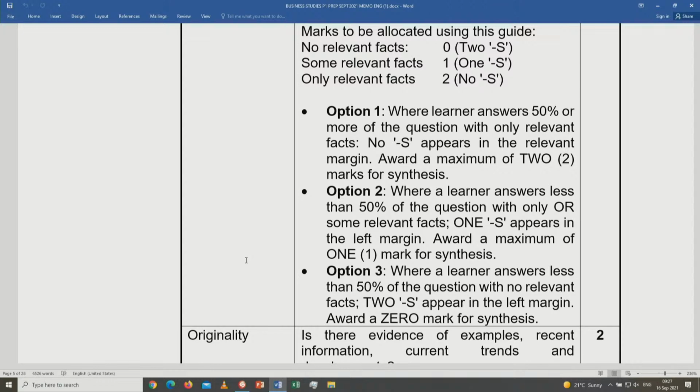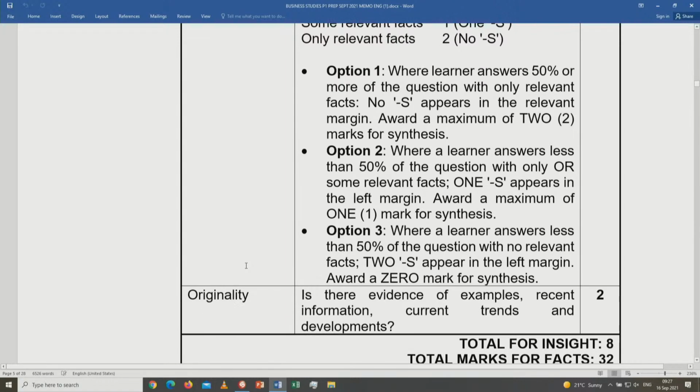And then option 3, where the learner answers less than 50% of the questions with no relevant facts. 2 minus S appear in the left-hand margin and award 0 marks for synthesis. It means here the learner answers less than 50%, and even whatever the learner has answered is also irrelevant. That learner will get 0 for synthesis, because it will be 2 minus S's. I hope this has also clarified what synthesis is all about.